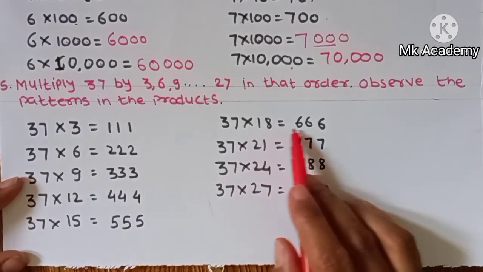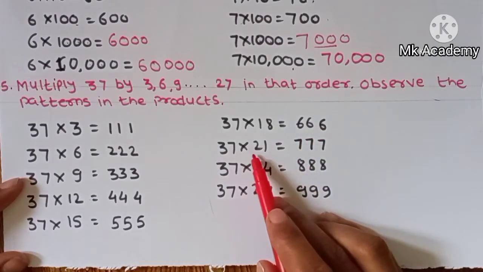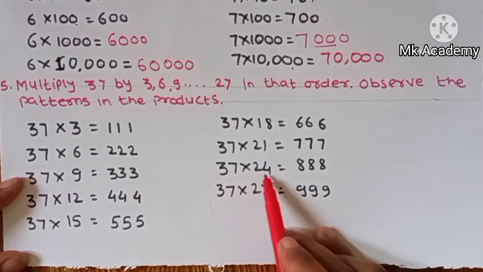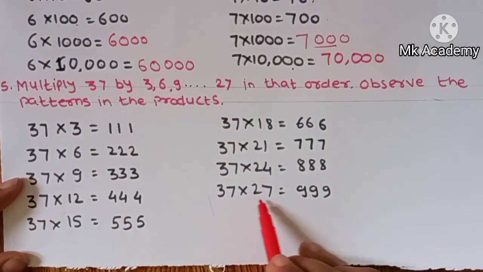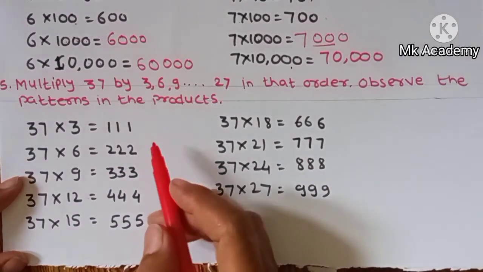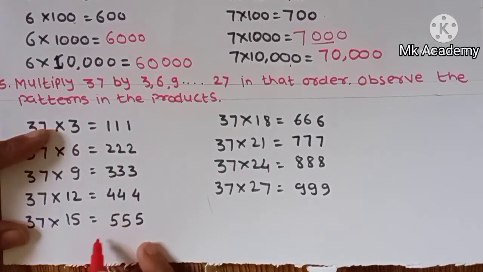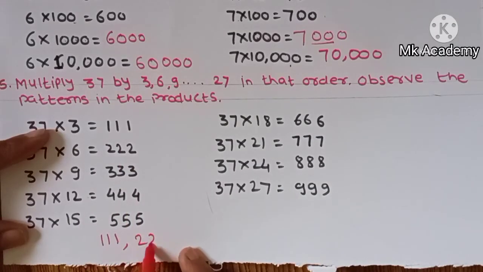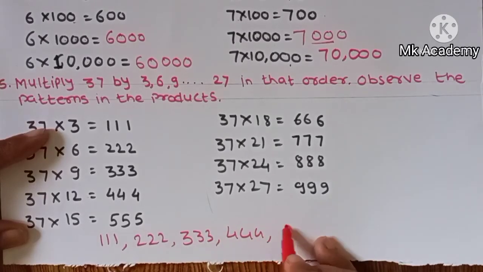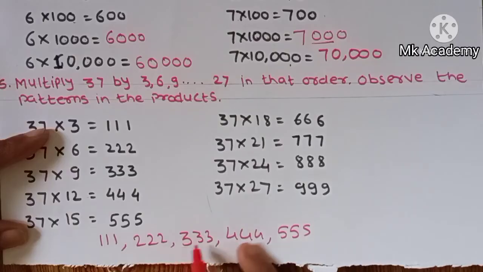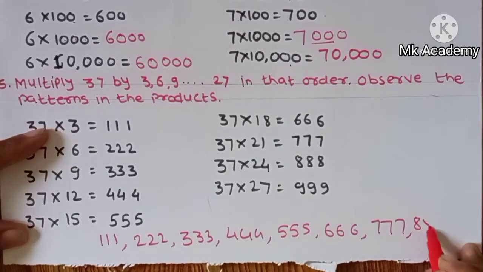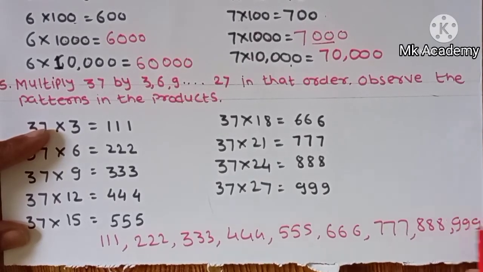37 multiplied by 18, 666. 37 multiplied by 21, 777. 37 multiplied by 24, 888. 37 multiplied by 27, 999. Now we do the products here. And what is the pattern here? See, here is a pattern of 1 1 1, then 2 2 2, again 3 3 3, 4 4 4, 5 5 5. Means 1, 2, 3, 4, 5, 6, 7, 8 and 9. Here is a pattern of these.